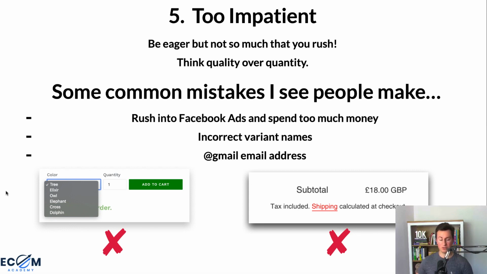So just make sure you go through every single product, take the time to write decent product descriptions, make sure the variant names are named correctly, and trust me, it's just something you're going to have to do if you want to be successful at this.